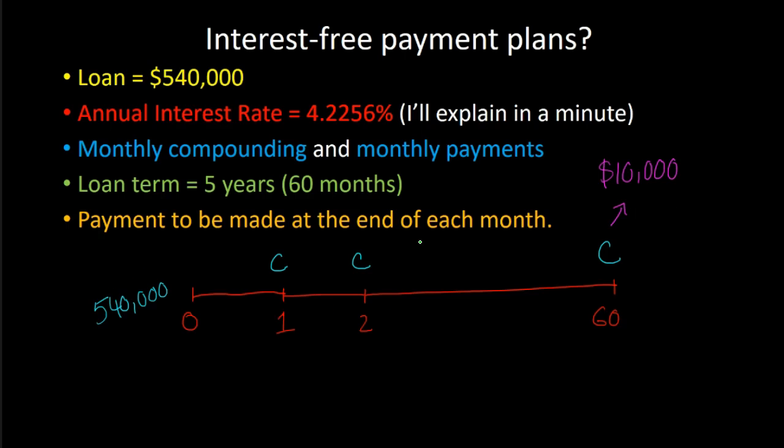In this example, you were also borrowing $540,000. You were making a payment of $10,000 at the end of each month. And the reason why you were doing that here is because you were trying to take care of this 4.2256% APR that you were being charged on this loan.